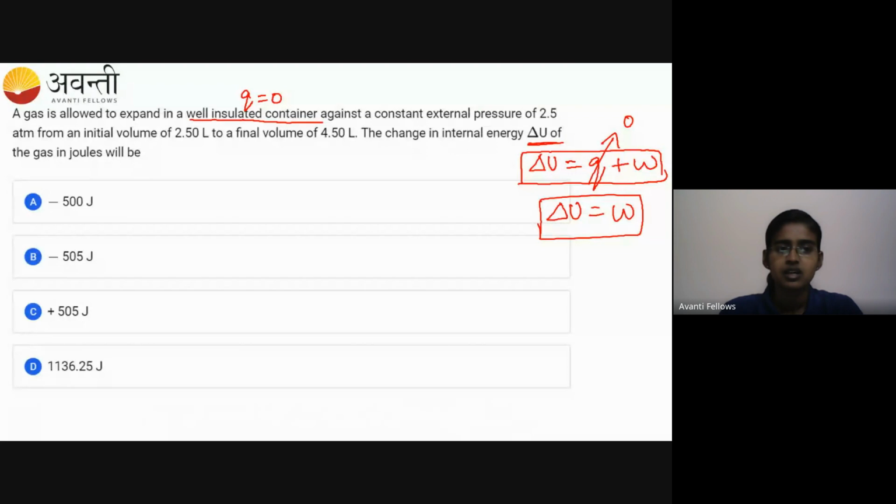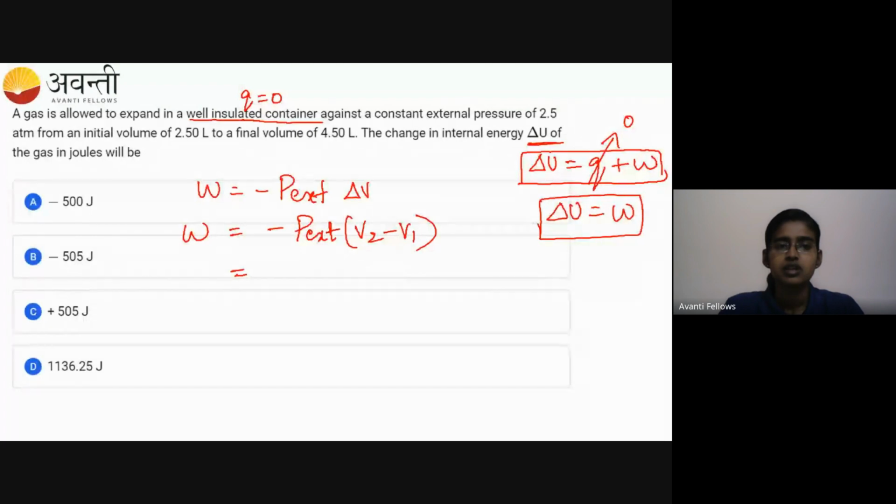So what is W? How to find out the W? The same formula, minus P external delta V. So what is delta V? Minus P external, V2 minus V1. So this formula only you are going to apply. So what is the external pressure value? Against a constant external pressure of 2.5 atmospheric pressure. So it is 2.5. The final volume is 4.50 and the initial volume is 2.50.